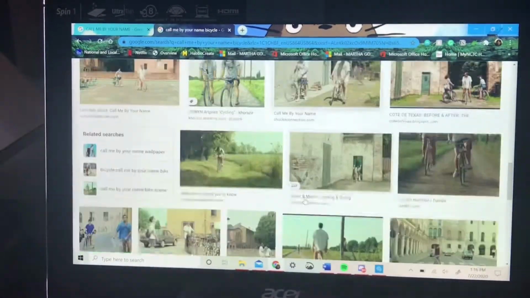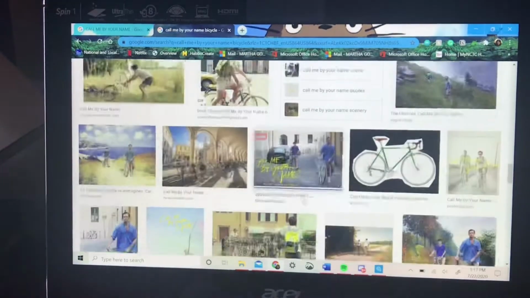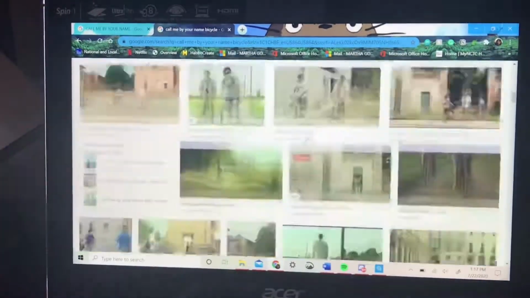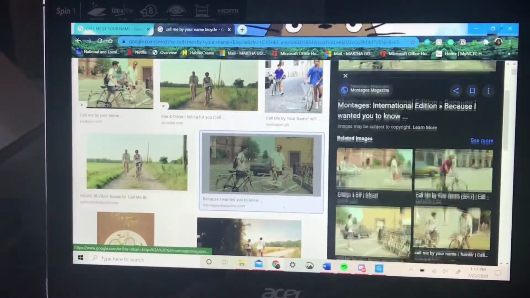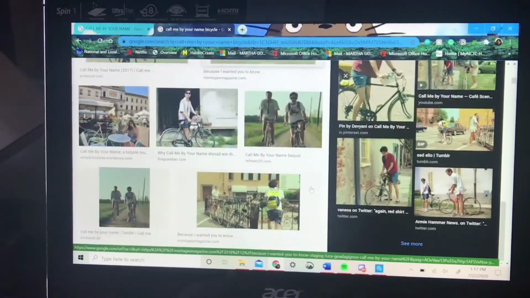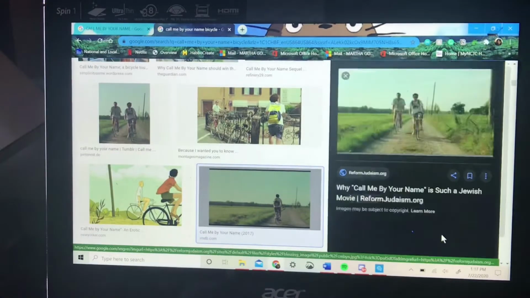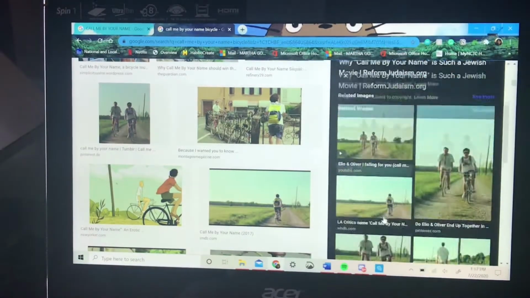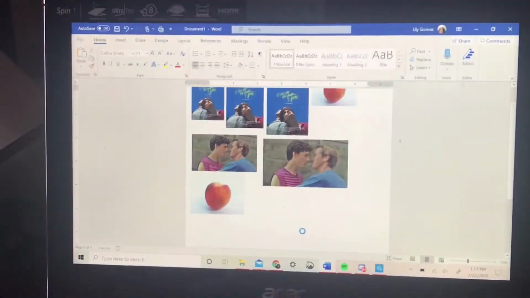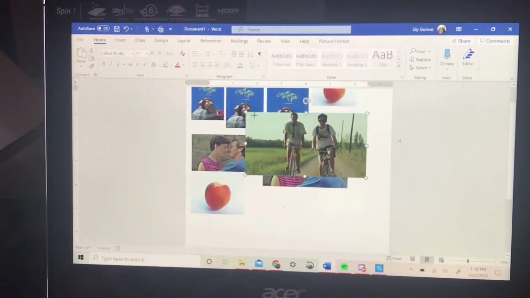I also like to include a still of my favorite scene at the bottom of the spread, and for this one I chose the scene where they're bicycle riding. I was going to include that picture of Timothy Chalamet riding a bicycle, but I also wanted to include Armie Hammer, so I decided on this picture.